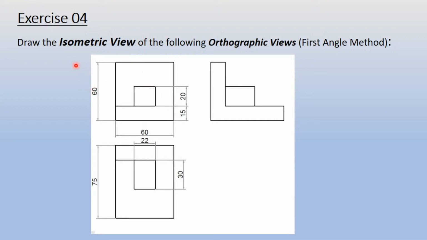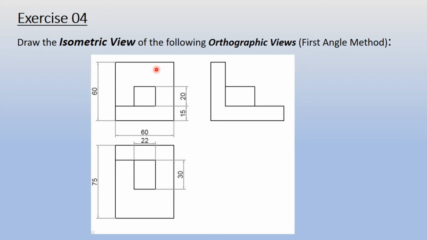Now this is example number 4. Draw the isometric view of the following orthographic views. Again we are having front view, top view and the left hand side view. This is the left hand side view. So here, as I told you, first you need to concentrate on the one view and then you have to look into the other views for detailing part.